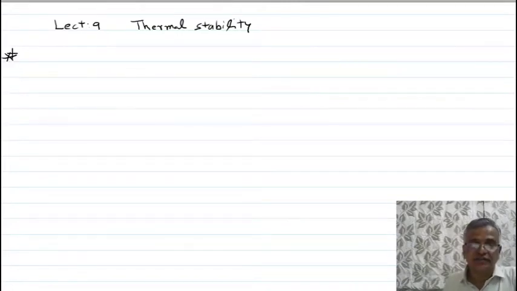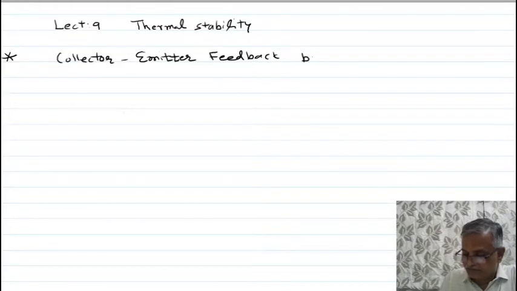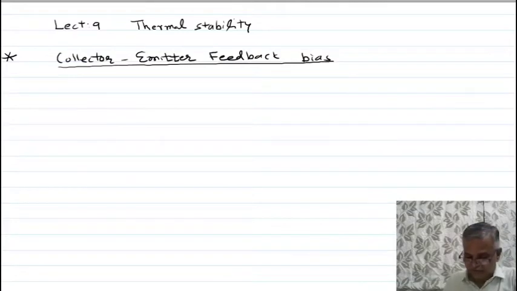Today I am discussing the collector emitter feedback bias circuit. This name itself tells you that you have to give the bias voltage from the collector and you have to give the bias voltage from the emitter.